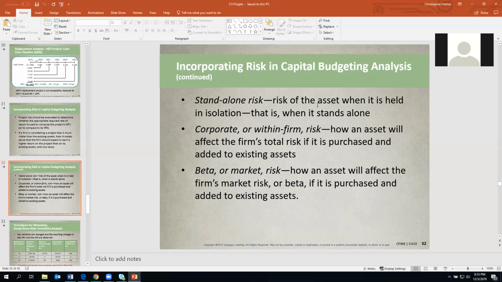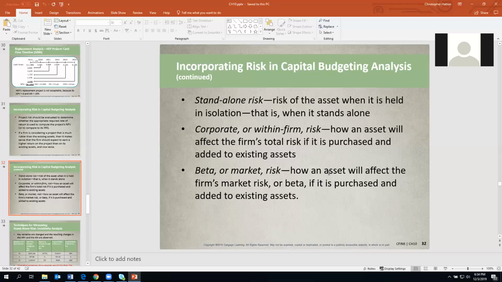Standalone risk is risk of an asset when it is held in isolation, that is when it stands alone. And that's going to be something that's not going to change its productivity over time. Corporate or within a firm risk, how an asset will affect the firm's total risk if it's purchased and added to existing assets. That's what you're going to see the most of. And that's kind of what I've been trying to explain the entire course here: you use what you already have and then you calculate the risk of adding in something new.